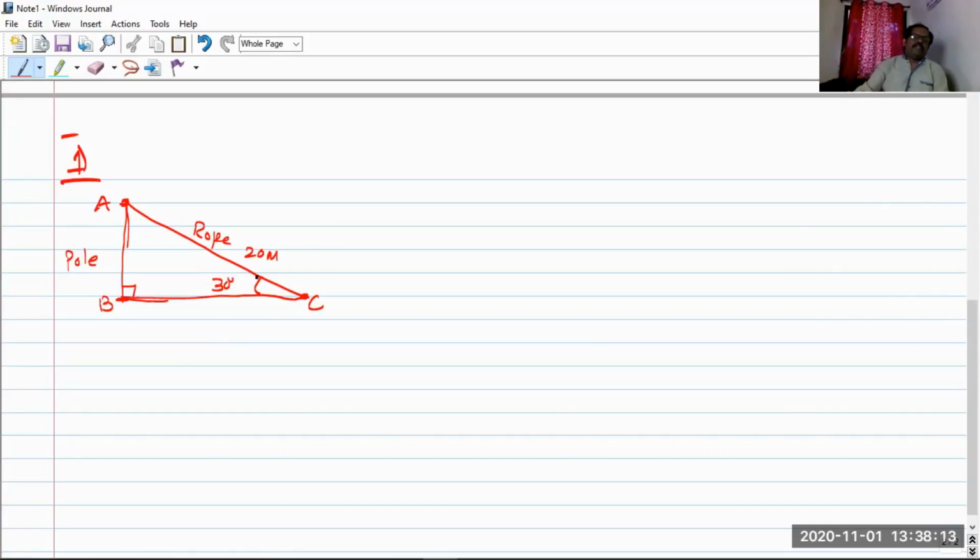What type of angle do we have here? Angle of elevation or angle of depression? Since the artist is climbing from the ground to the top, the angle made by the rope with the ground level is obviously the angle of elevation. So using this given angle and the length of the rope, 20 meter, what do we need to find? What is the question? The question is to find the height of the pole. So we need to find the height of the pole, H.